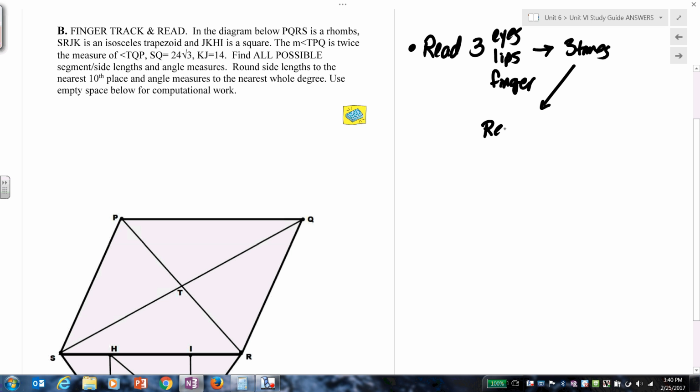First, you simply read. Second, you filter. Third, draw, label, list, cross out. Let's start by reading.